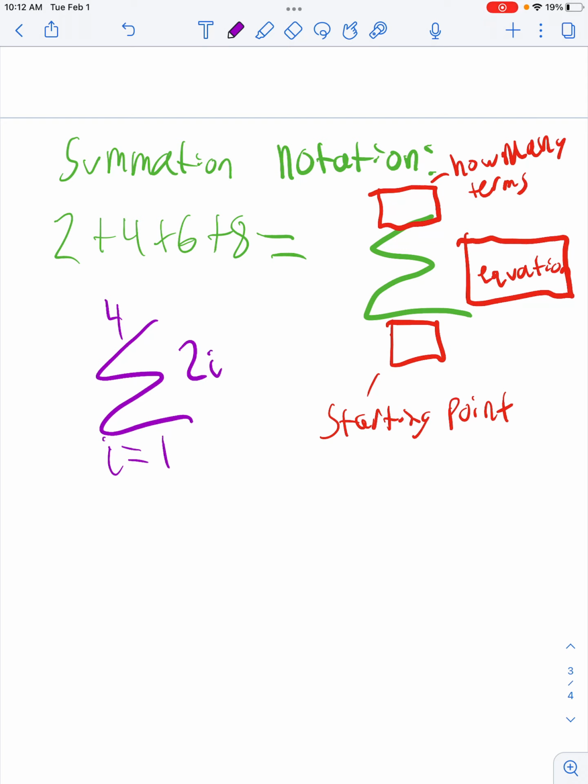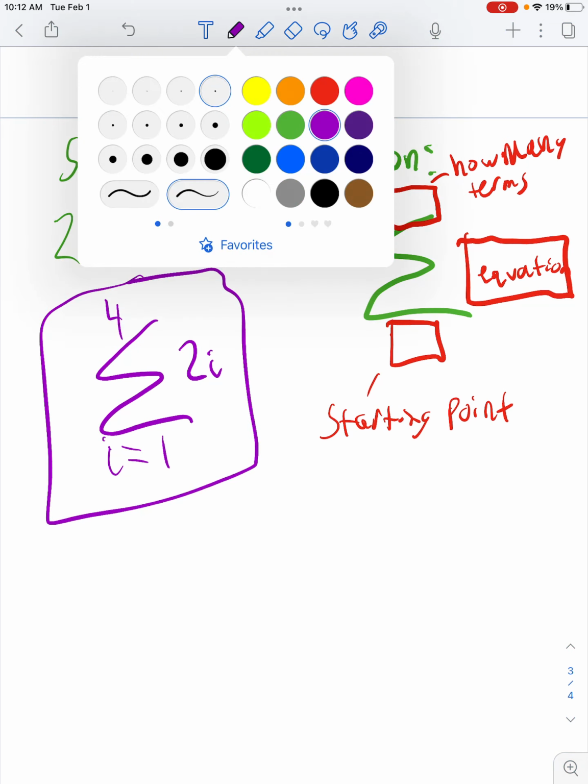So 2 times 1 is 2. 2 times 2 is 4. 2 times 3 is 6, and 2 times 4 is 8.